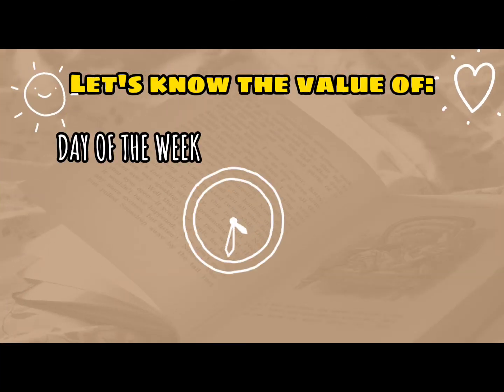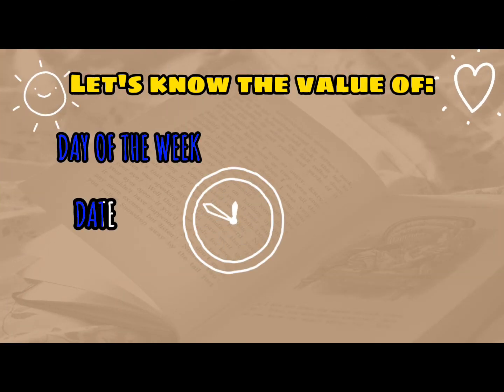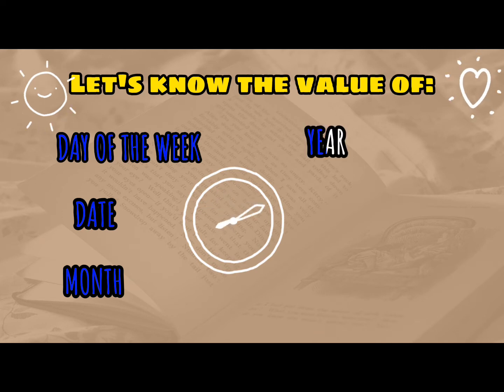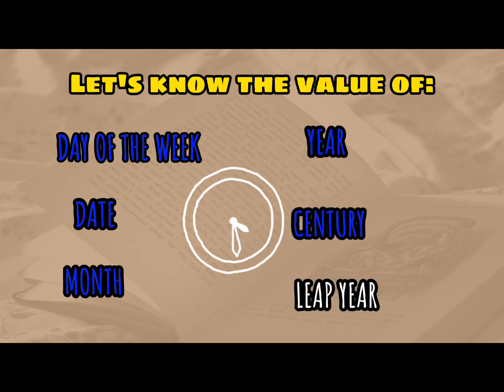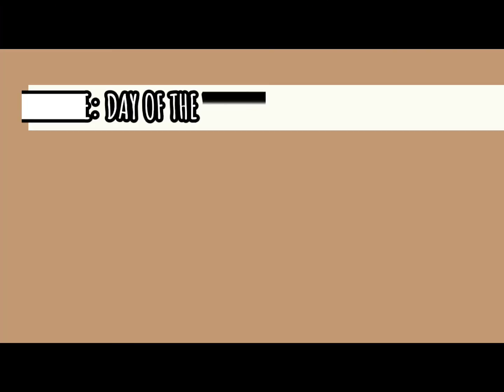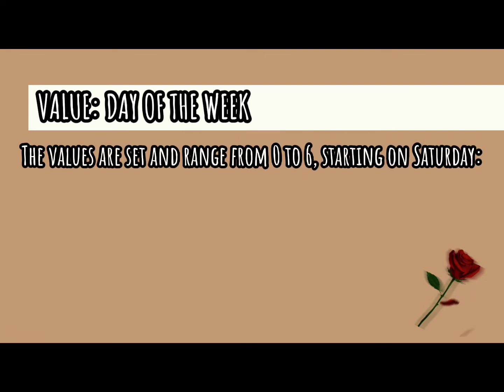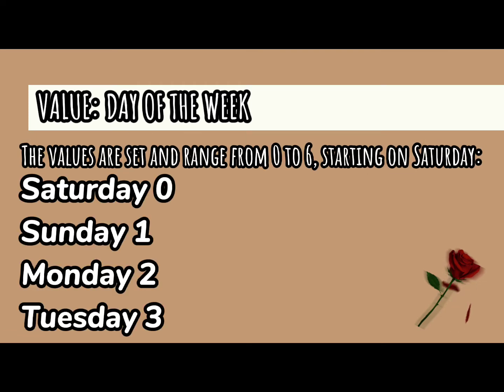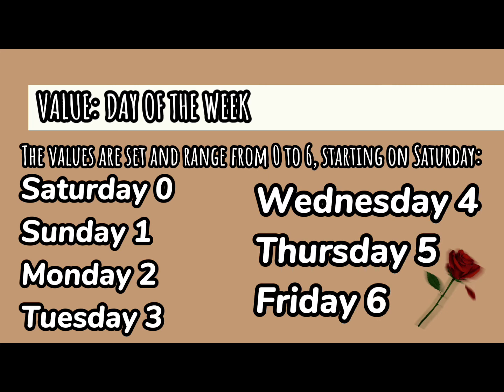And now let's know the value of the day of the week, date, month, year, century, and also the leap year. So first is the value of the day of the week. The values are set and range from 0 to 6 starting on Saturday. Saturday is 0, Sunday is 1, Monday is 2, Tuesday is 3, Wednesday is 4, Thursday is 5, and Friday is 6.